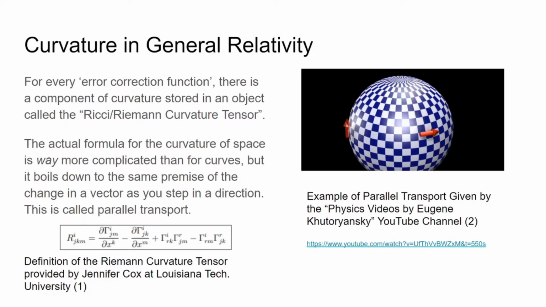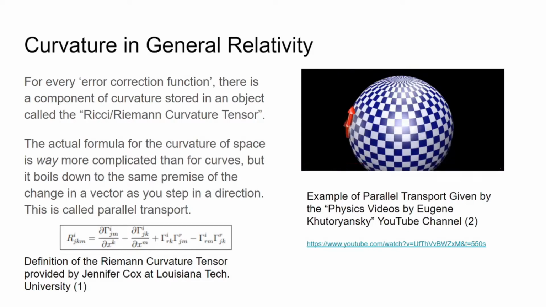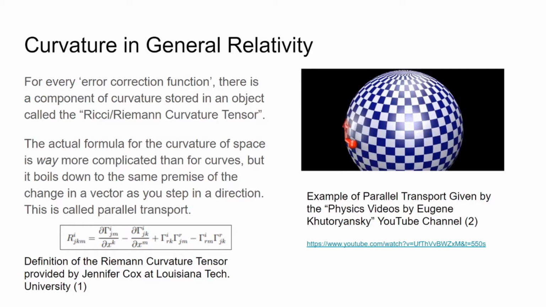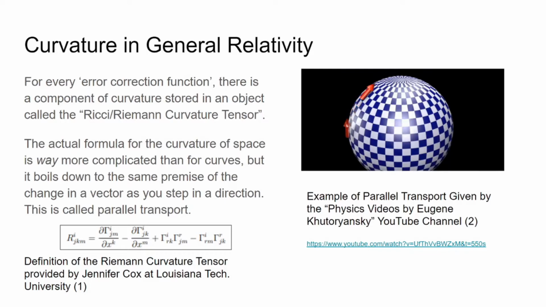In general relativity, the error correction functions correspond to curvature. This curvature object is called the Ricci/Riemann curvature tensor, and it's way more complicated than the curvature of simple curves. The same premise is true though. Instead of thinking about the change in a vector along a curve, you have to start thinking about the change in a vector based off space. Almost like you're doing little circles around a point, and then you're asking, how does the vector change based off each rotation of the circle?